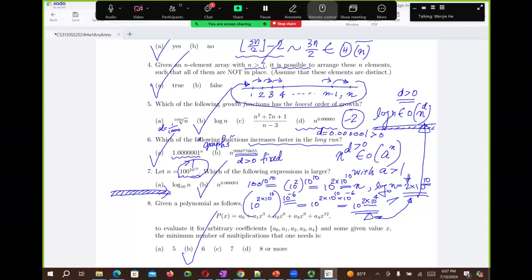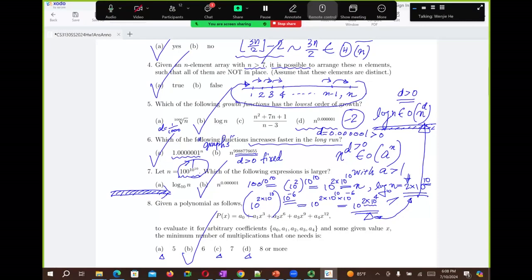But there are also many students who picked other options. Some pick A, some pick C, some pick D. More than 10 students, as I remember, selected the wrong one. Here, let me explain a little bit.